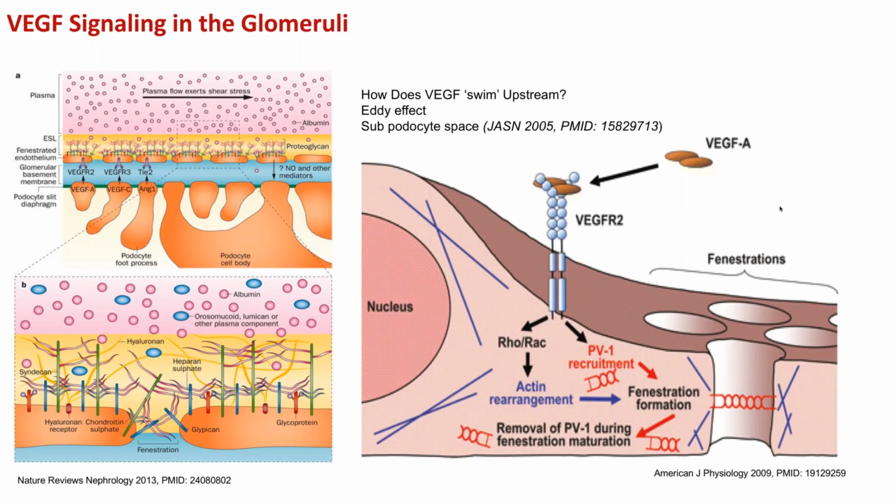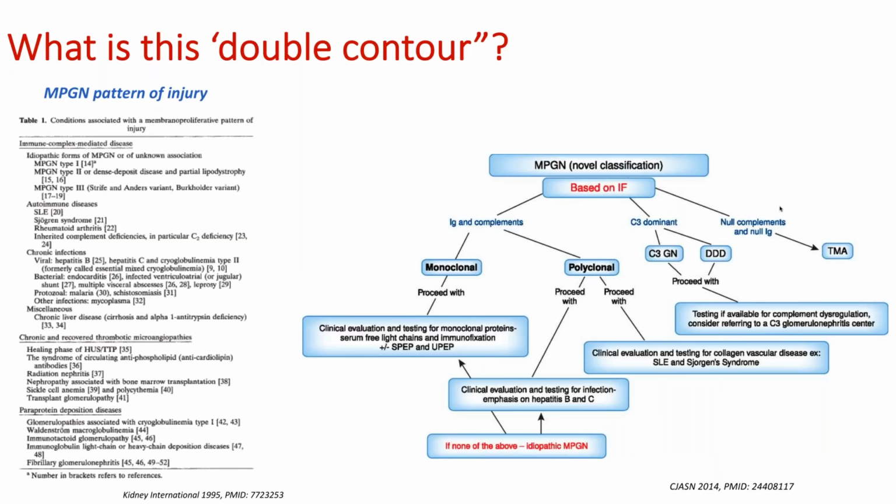Okay, so we learned what TMA is by definition, how glomerular endothelial cells function normally, and what happens during injury. Now, after all this, let's move to the next step. We repeatedly use the word double contour. What exactly is this double contour?